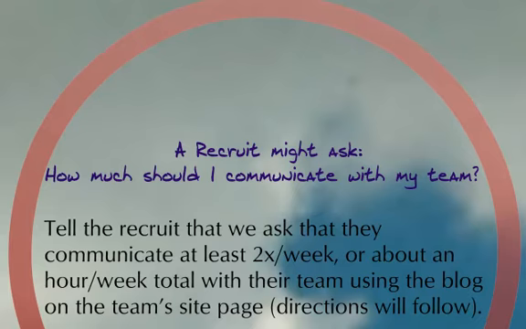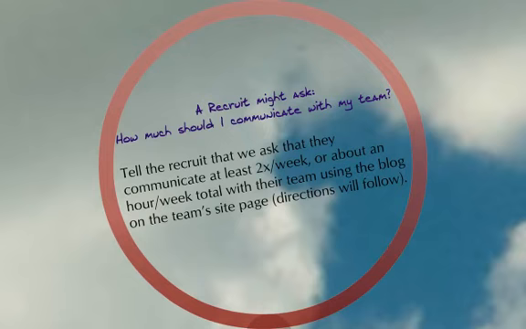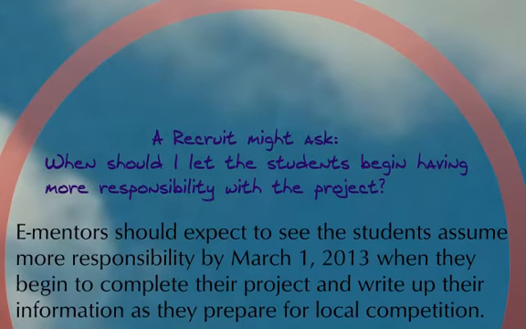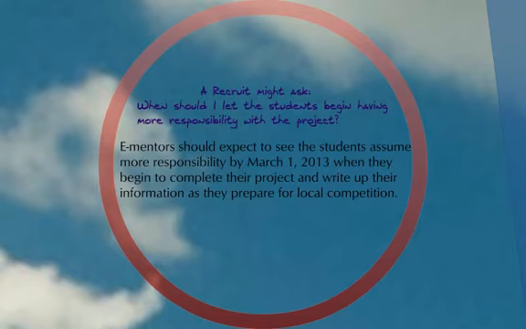A recruit might ask, "How much should I communicate with my team?" Tell the recruit that we ask that they communicate at least 2 times a week or about an hour a week total with their team using the blog on the team's site page. A recruit might ask, "When should I let the students begin having more responsibility with the project?" E-mentors should expect to see the students assume more responsibility by March 1st when they begin to complete their project and write up their information as they prepare for local competition.